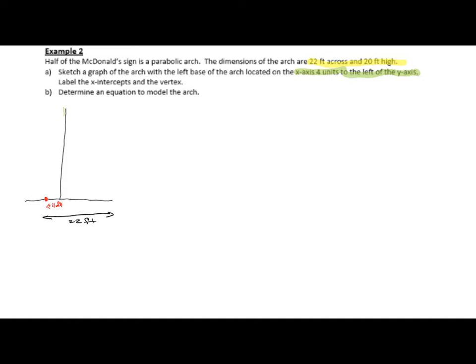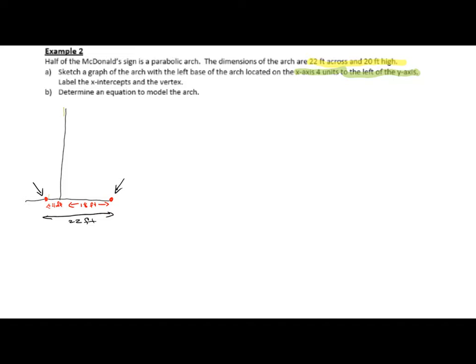Now, because we have 22 feet and 4 feet are used up, that means we have 18 feet left on the right side of the y-axis. So I'll just draw something there like that, and we'll put a point here. Now what's important is that when you have something that touches the y-axis, these 2 points here and here will be very important when we graph our parabola.